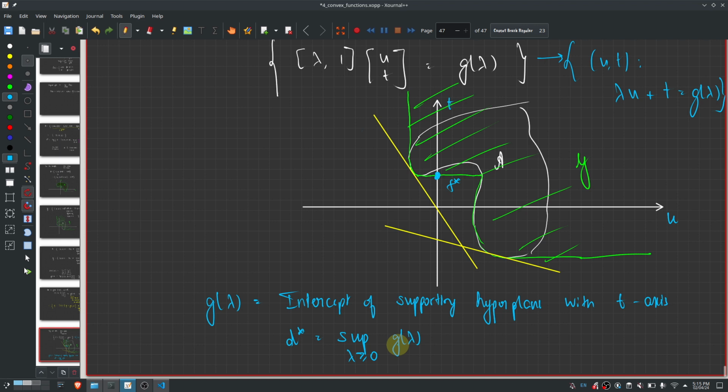So what does that mean? You look at all possible tangents to the boundary. What is the maximum value of the t-intercept that you can get? That gives you d star. Right? In this case, what would d star look like? Would it be equal to f star? You just look at the shape of g.